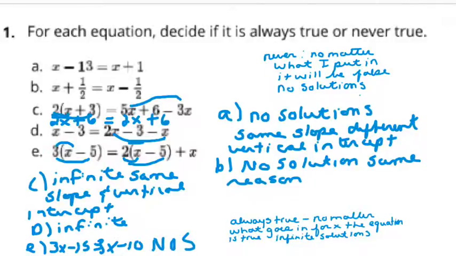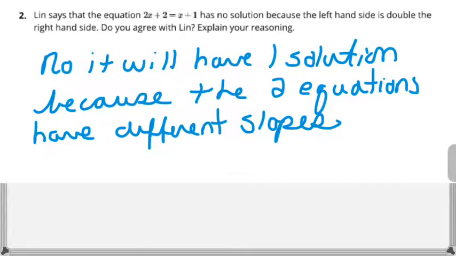Okay, second one is really easy. Lynn says that this is a no solution equation, because the first side is double the second side, but if she looks at the slope, she could see that this is a 2 and this is a 1, and that means that this line is going to be steeper than this line, and so those are not parallel lines, and only parallel lines have no solutions, so this is going to have one solution because the slopes are different.